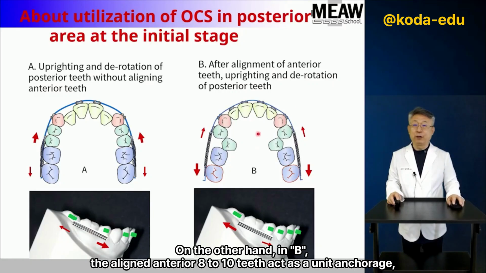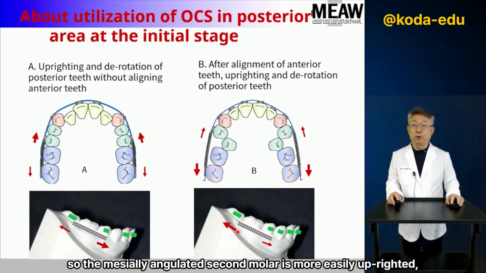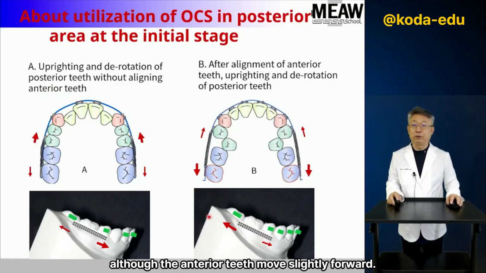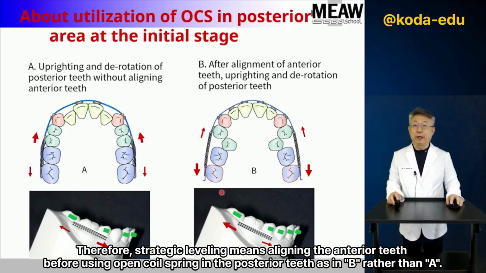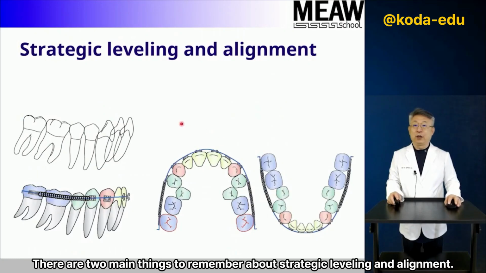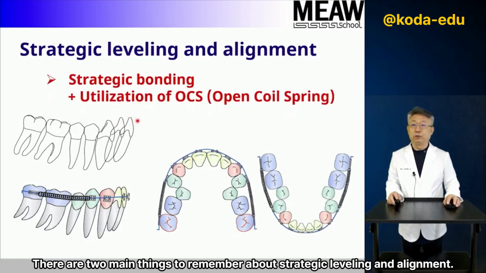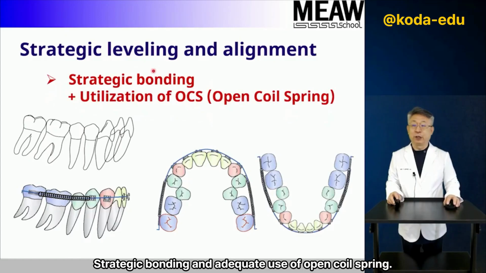On the other hand, in B, the aligned anterior 8 to 10 teeth act as a unit anchorage. So the mesially angulated second molar is more easily uprighted, although the anterior teeth move slightly forward. Therefore, strategic leveling means aligning the anterior teeth before using open coil spring in the posterior teeth, as in B rather than A. There are two main things to remember about strategic leveling and alignment: strategic bonding and adequate use of open coil spring.